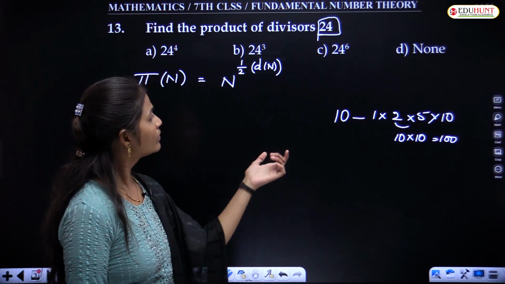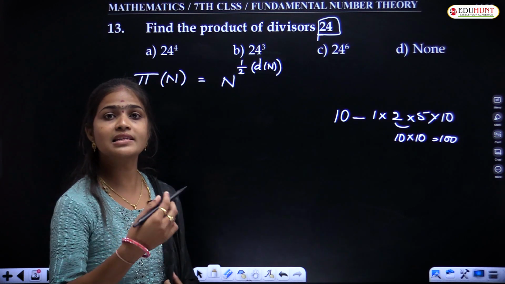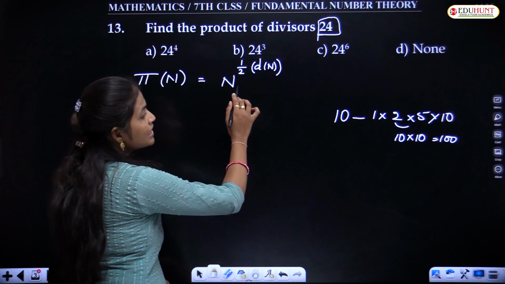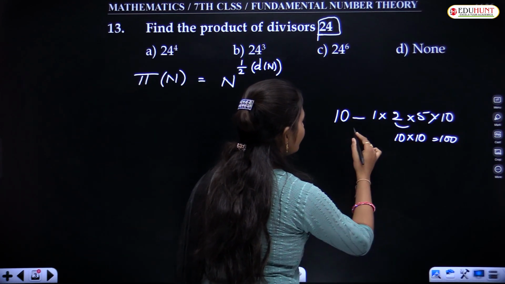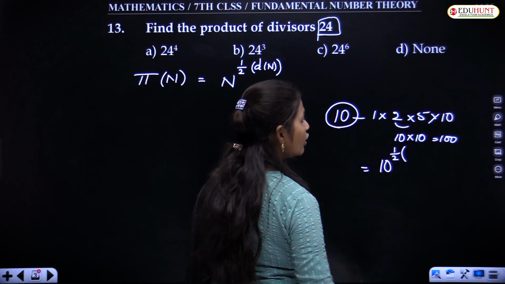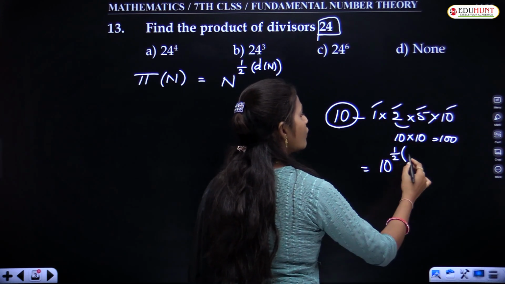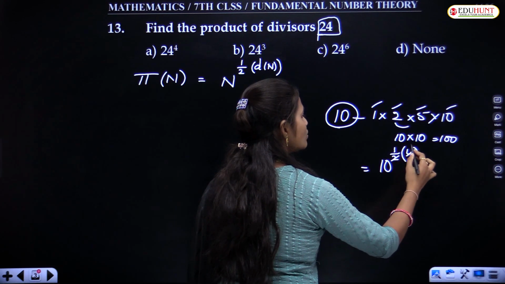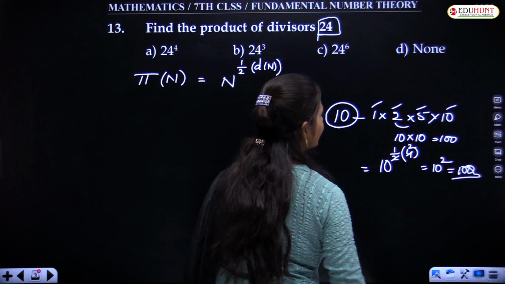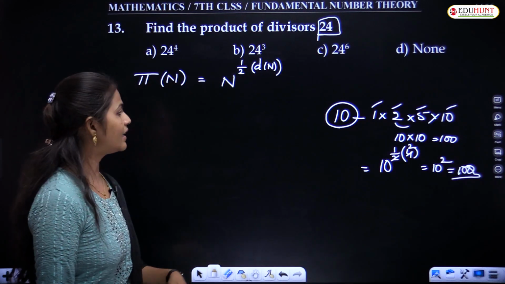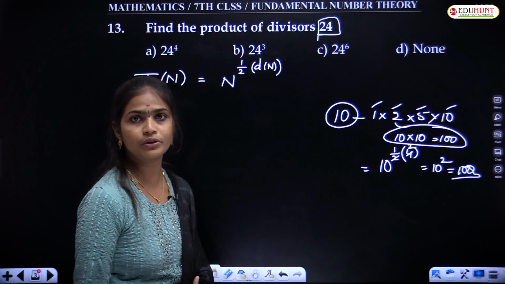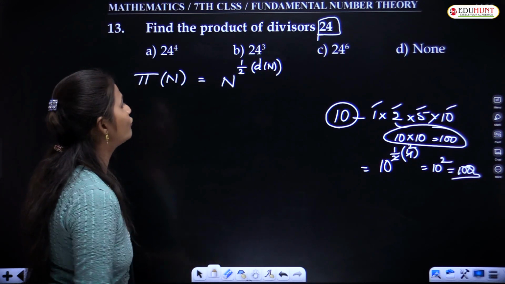Okay, here also we can take it like this, but if it is a greater number, then how will you take it? In these cases you have to apply this formula. Just apply this formula here. So n is equal to 10. So 10 power half into d of n. How many factors are there here? 4 factors are there. So 2 2s are 4, which gives 10 square. So 10 square is nothing but 100. So by directly multiplying we also get the same result. That's why we apply the formula here.